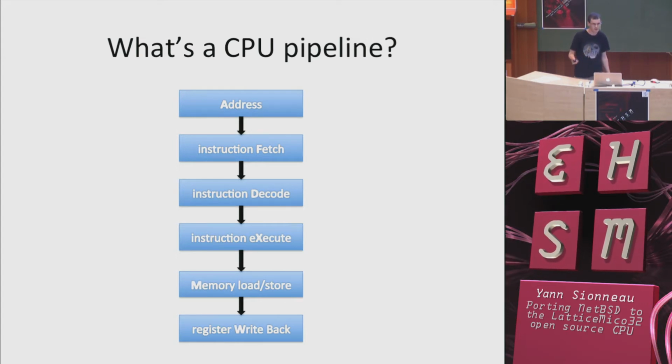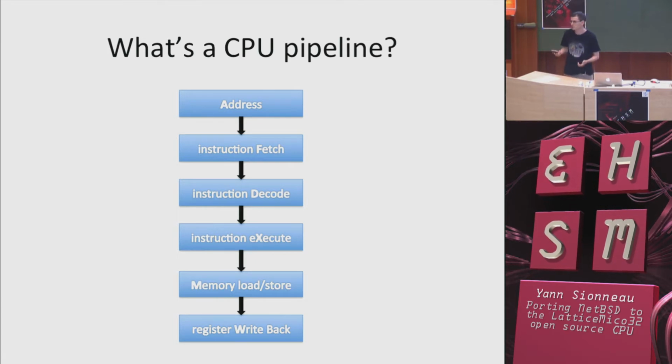Then, when you know the address, you're going to actually fetch the instruction. So that's the instruction fetch stage. And then, when you fetch this instruction from main memory, you're going to decode it because it's just raw 32 bits. You don't know what it means. You need to know if it's, for instance, an addition or a multiplication instruction or whatever. So you need to decode it. Then when it's decoded, you need to execute it. So if it's an addition, you're going to make the addition.